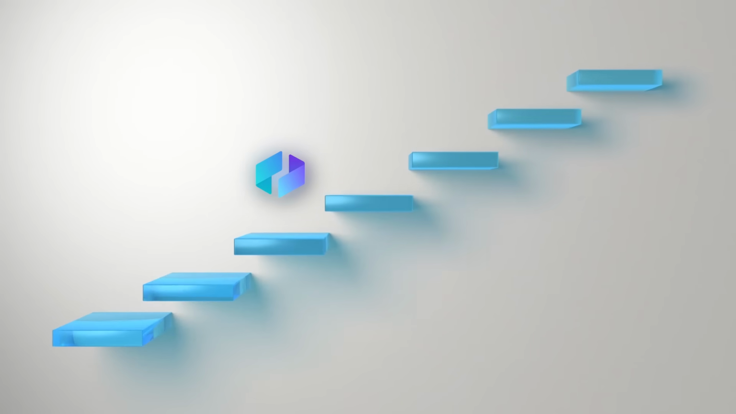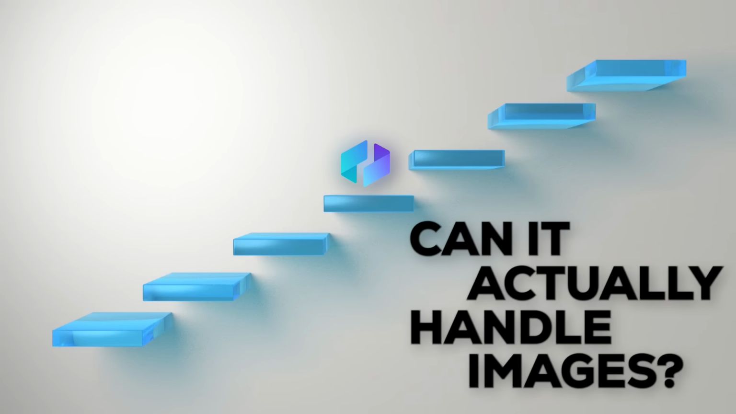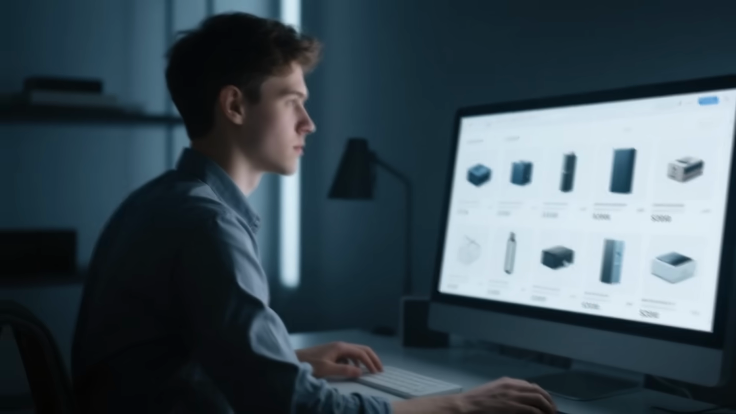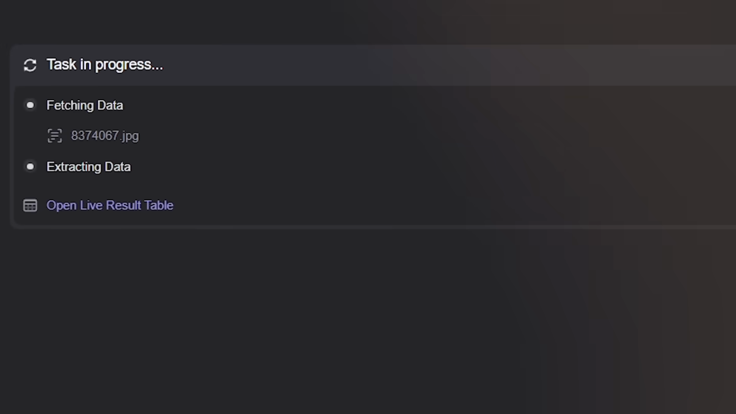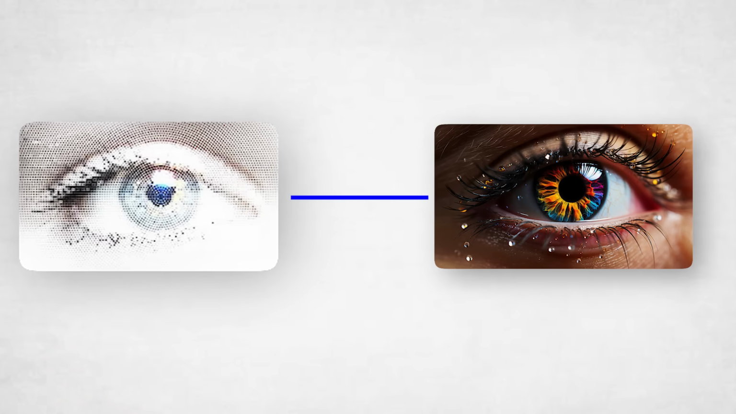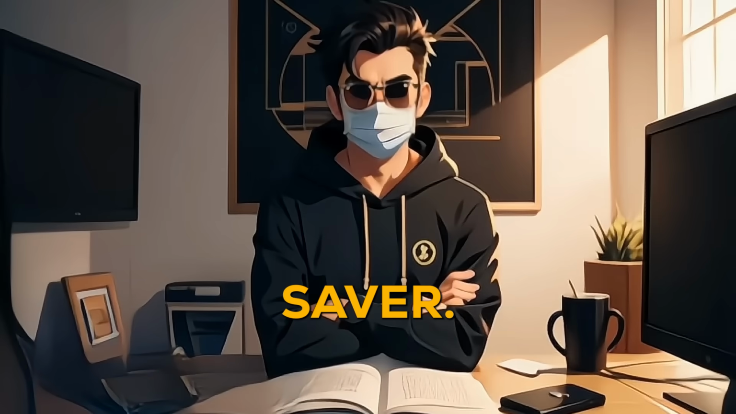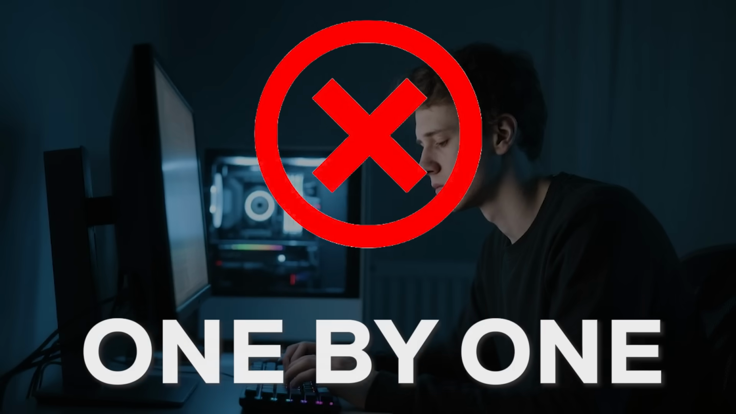But let's push it one step further. Can it actually handle images? Yep, upload an image, say, a business card photo or a product catalog scan, and it tries to extract the text into structured columns. Of course, it depends on image quality, but when it works, it's a lifesaver. No more typing names and numbers one by one.